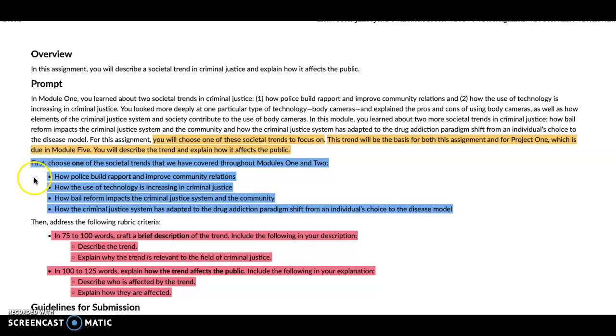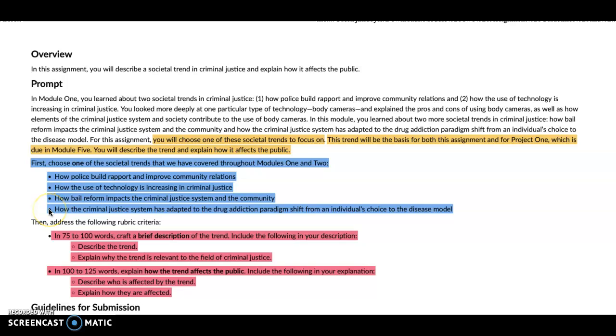And those four are how police build rapport and improve community relations. So we learned about that last week in your discussion board assignment, right? Or you can select how the use of technology is increasing in criminal justice. And last week you looked at the pros and cons of body-worn cameras by law enforcement. The other two you're going to research this week. The first one is how bail reform impacts the criminal justice system and the community.